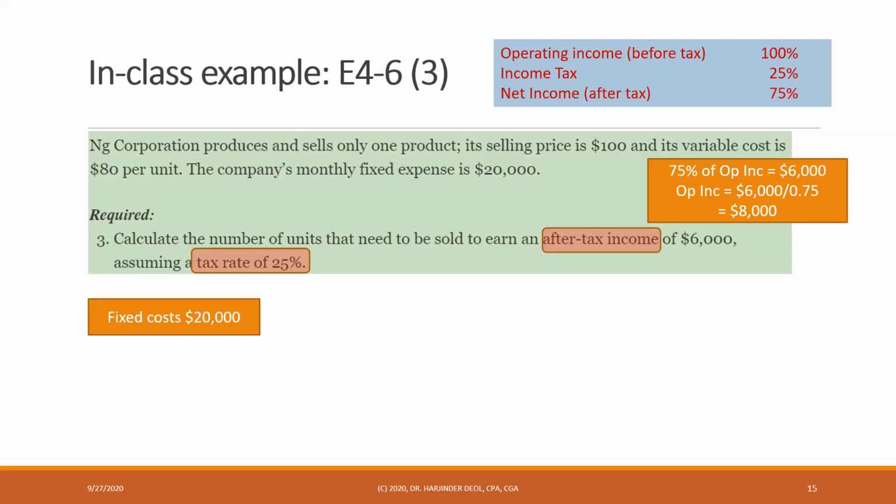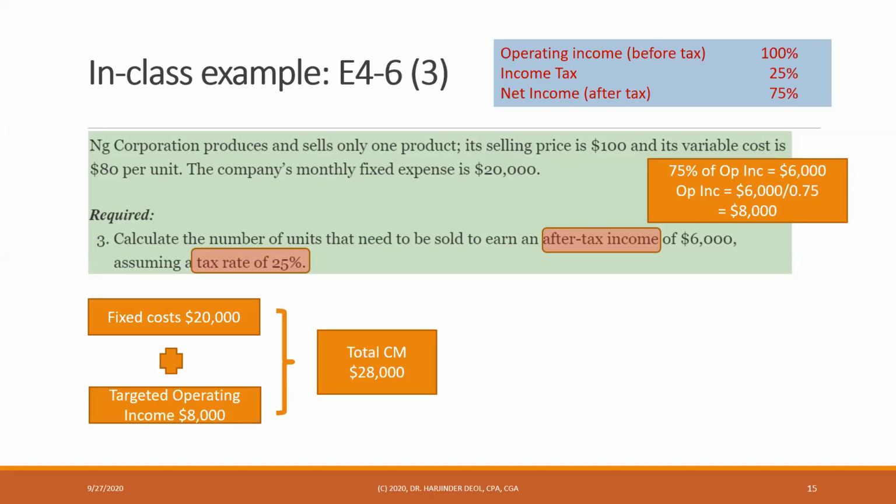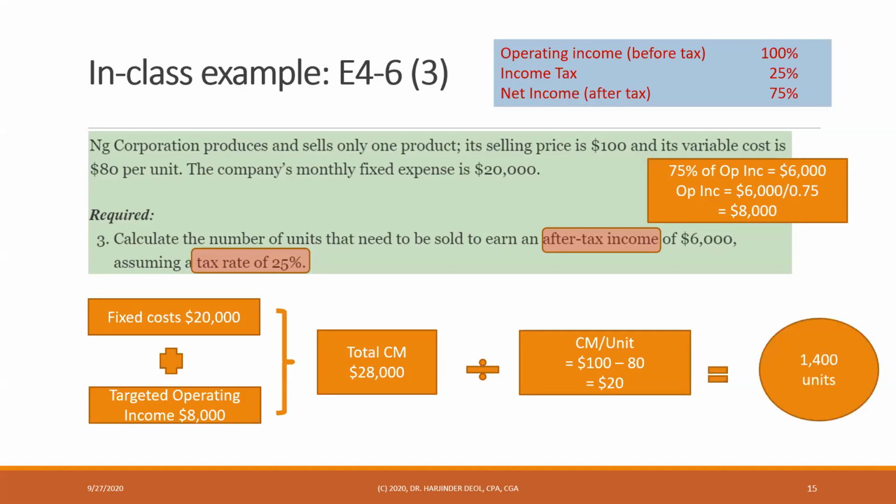So we need to make sure that $8,000 of operating income is achieved in order for us to cover our taxes. So our fixed cost here hasn't changed. That is still $20,000, but our operating income that we are targeting is $8,000. So 20,000 plus 8,000 gives us total contribution margin of $28,000. And if we divide that by our contribution margin per unit, which is still $20, then we need to sell 1,400 units in order to achieve after tax or the net income of $6,000.